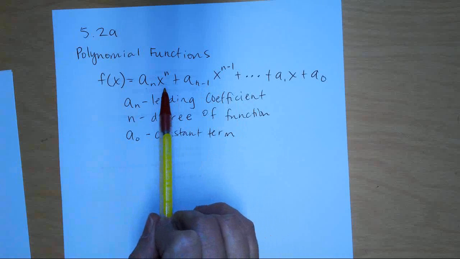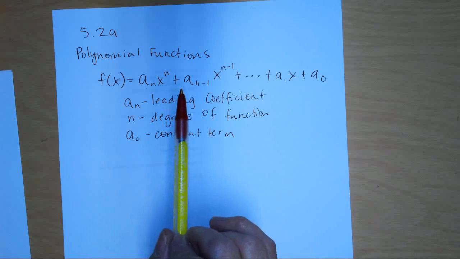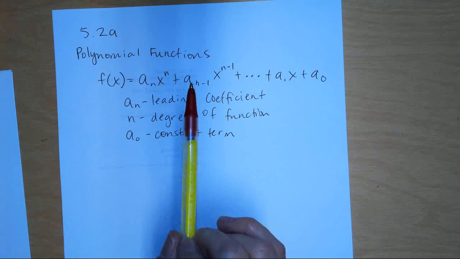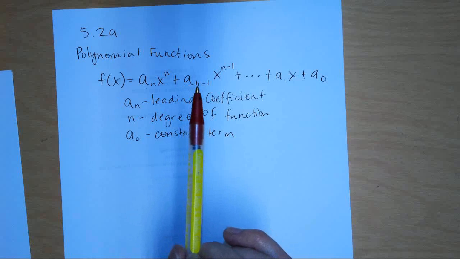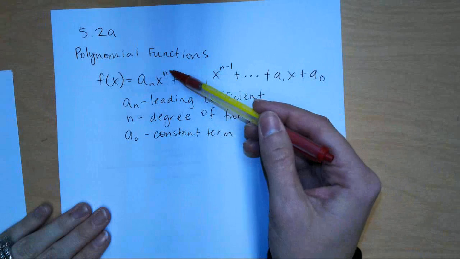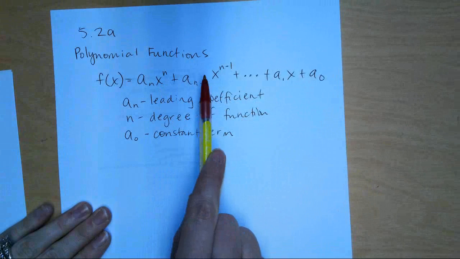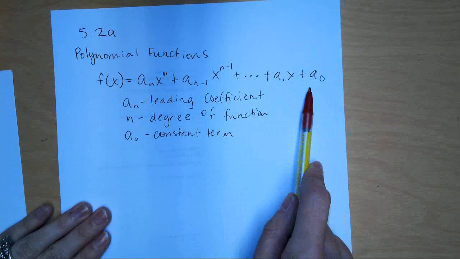So for instance, an example of a polynomial function might be 2x squared. It might be 2x to the 17th plus 5x to the 16th plus 9x squared plus 2x plus 7. Any of those would all be polynomial functions. So it's just saying that we have some power, x to some power, and then it's counting down, one less power, until you get to a sub 0, which is just a number.